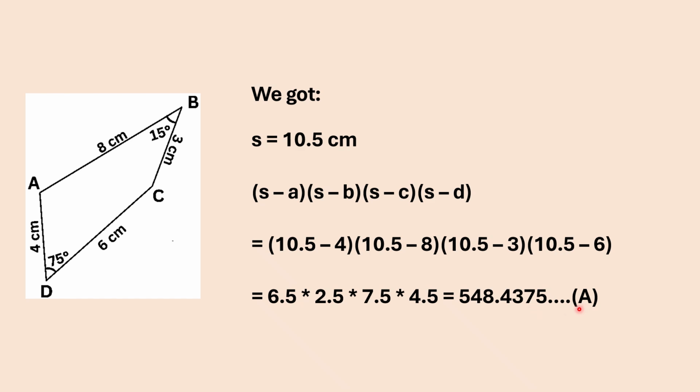548.4375. This is result A. This is not the answer. Then we will do one more calculation and then get the answer. So result A, S minus A into S minus B into S minus C into S minus D, is 548.4375.